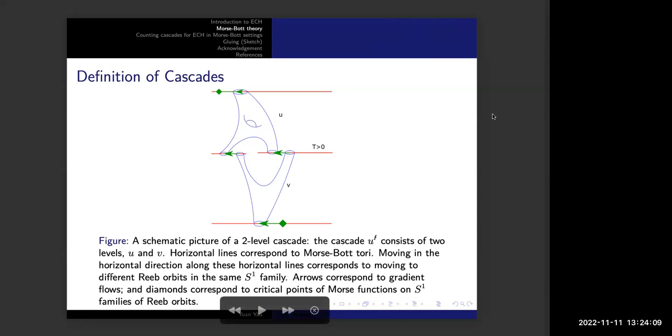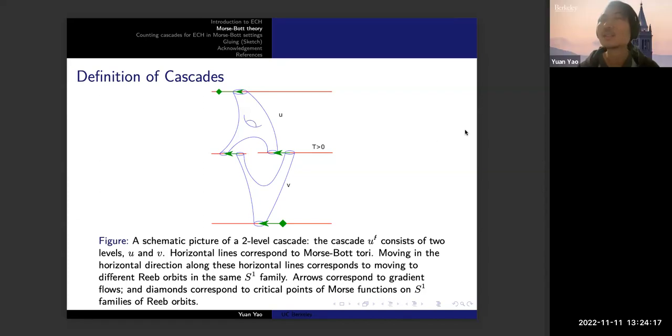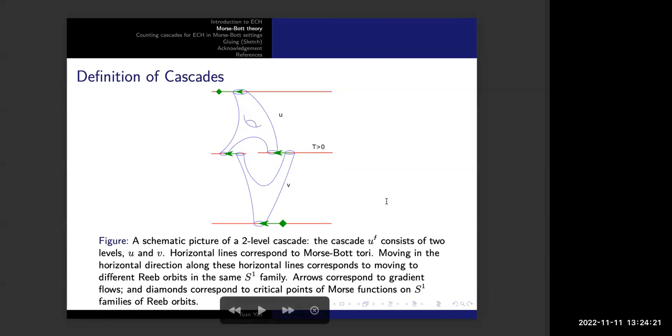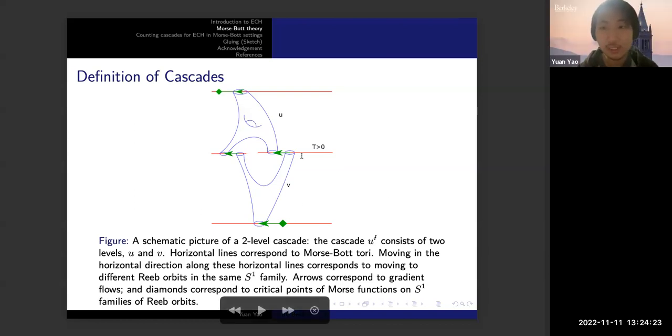Question. When you connect gradient flows to the end of a curve, do you need to pick a marker? Yes. Okay. And so this is a two-level cascade. In general, a cascade is just this picture, but with more levels. And between adjacent levels, there's the data of a number that tells you how long to flow.